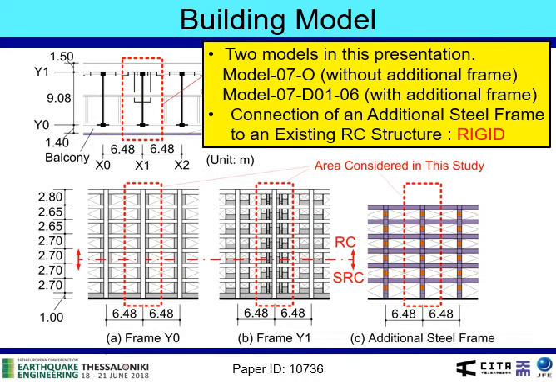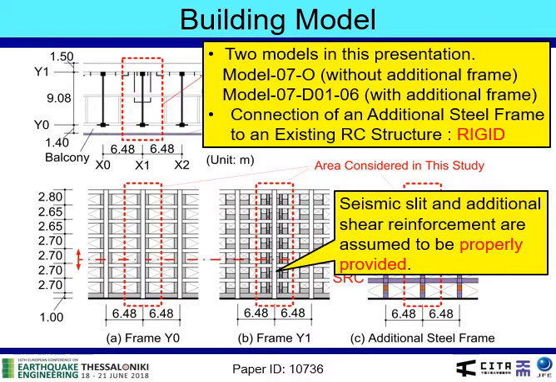In the study, connection of an additional steel frame to an existing RC structure is assumed to be rigid. Note that the seismic hoops and additional shear reinforcement are assumed to be properly provided to the existing column in frame Y1 to prevent shear failure.